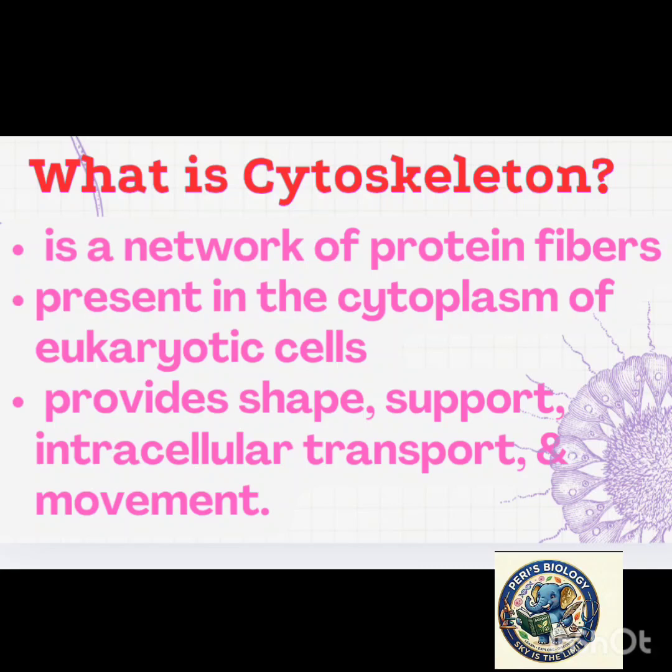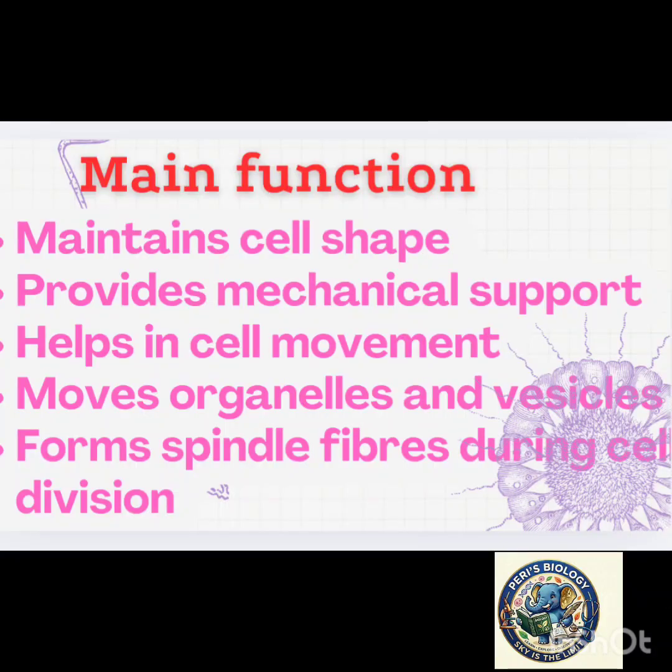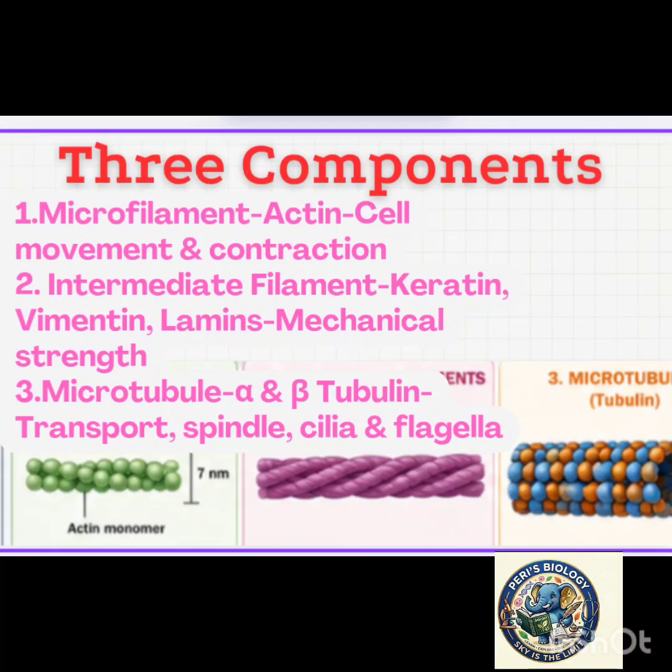The main functions of cytoskeleton are it maintains cell shape, provides mechanical support, helps in cell movement, and also helps in movement of organelles and vesicles. During cell division, formation of spindle fiber takes place and it maintains cell polarity. The three main components of cytoskeleton are 1. Microfilament, 2. Intermediate filament, and 3. Microtubules.